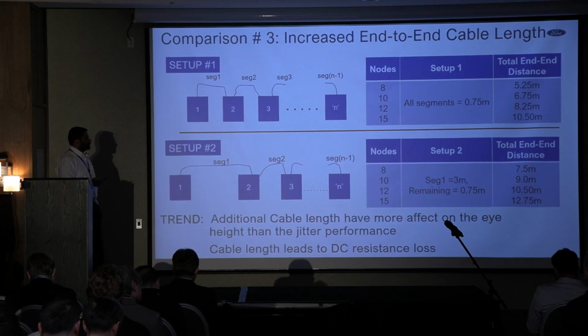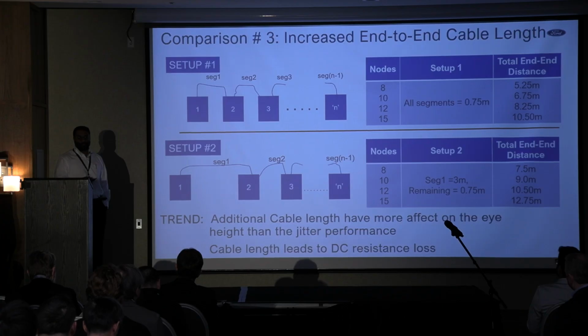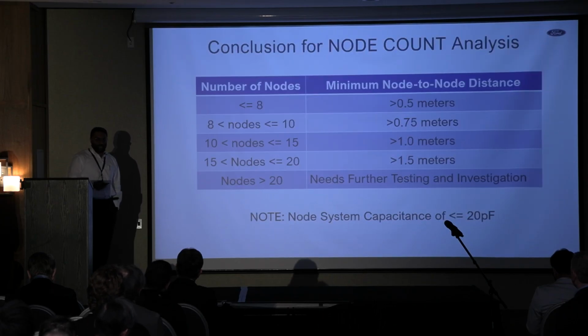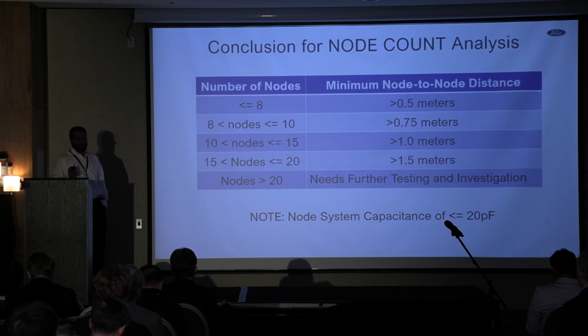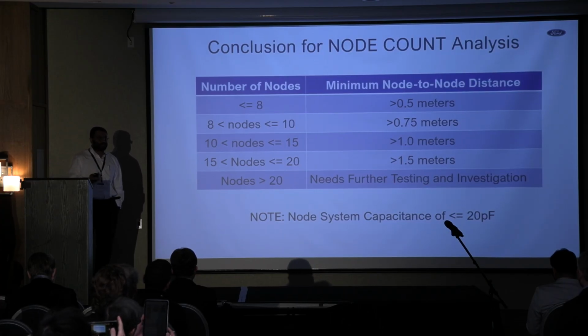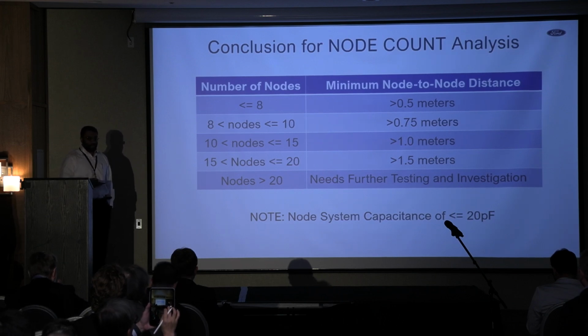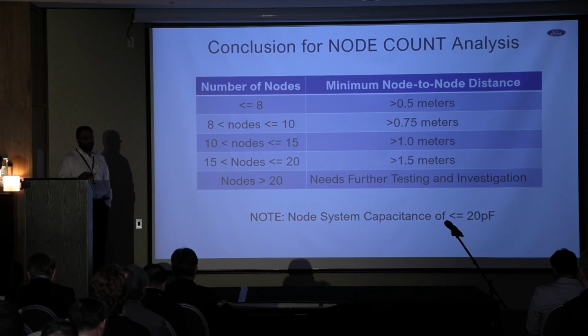So in both these cases, we saw that definitely the end-to-end distance and the node capacitance had an effect on the system performance or the signal integrity. And based on this analysis, we came up with the conclusion for the node count. Basically what we are saying is, taking into consideration a node system capacitance of less than or equal to 20 picofarad, and that's what we are aiming for at Ford, we say that for an 8-node system, we should have 0.5 meters or at least 0.5 meters node-to-node distance.